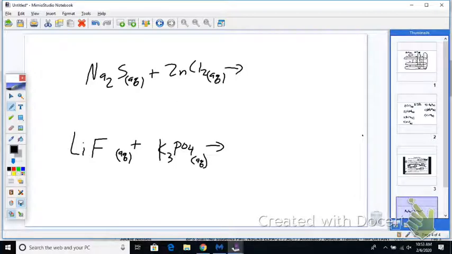So, go ahead, do the first one, look at your chart. Remember, you double switch. It's like in basketball when you're on one guy and the guy's on another guy and you have to switch. That's what's happening. You double switch. Okay?